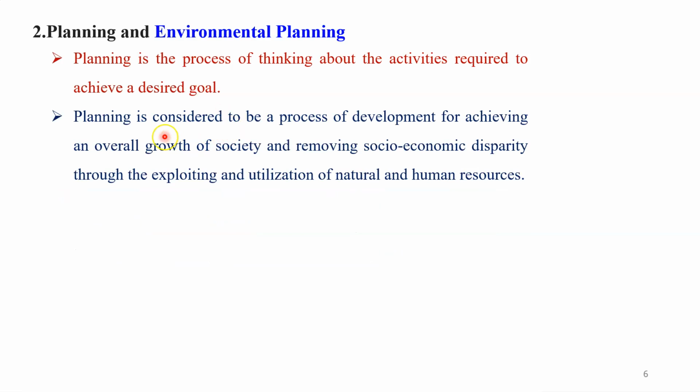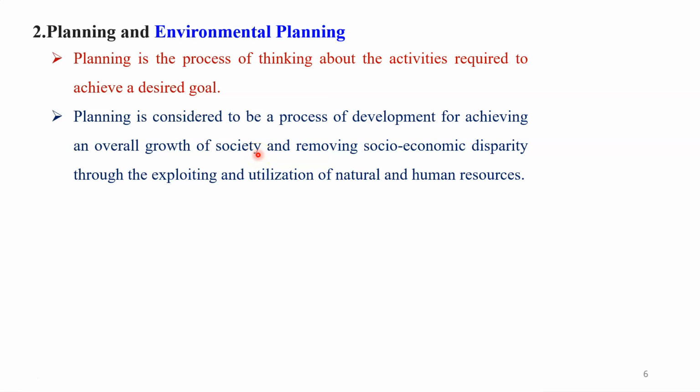Another definition: what is planning? Planning is considered to be a process of development for achieving an overall growth of society, and also for removing socio-economic disparity through the exploitation and utilization of natural and human resources. See, this is a very comprehensive definition of planning. Planning is considered to be a process of development for achieving an overall growth of the society.